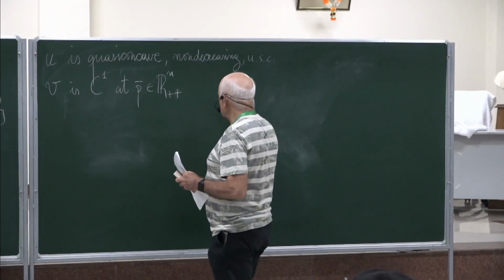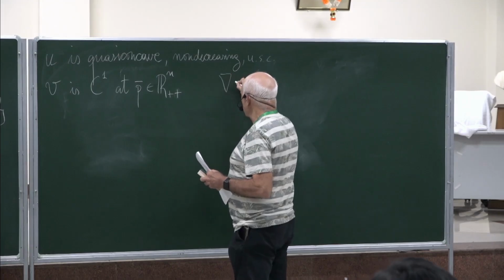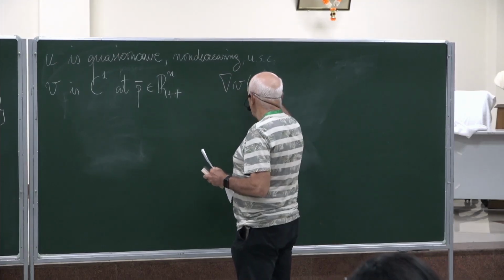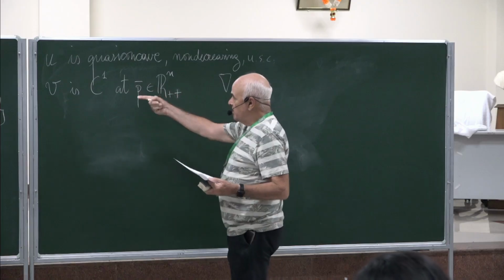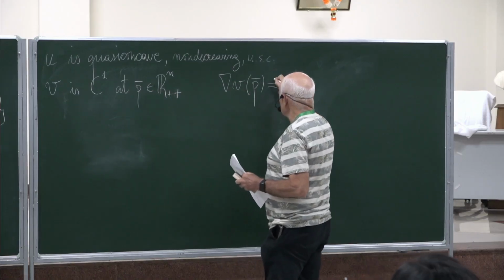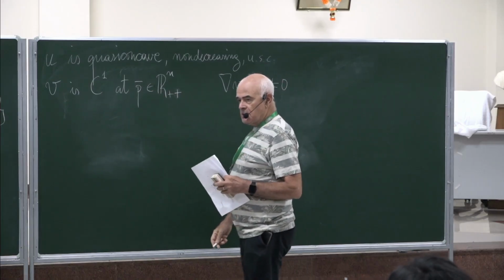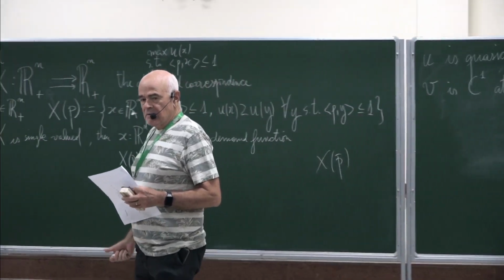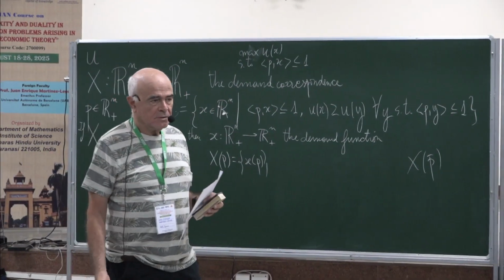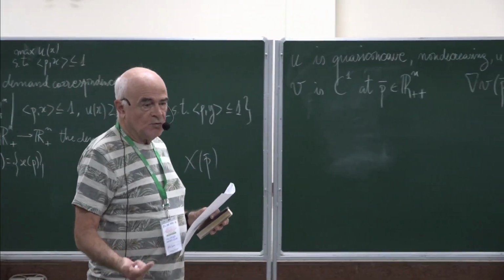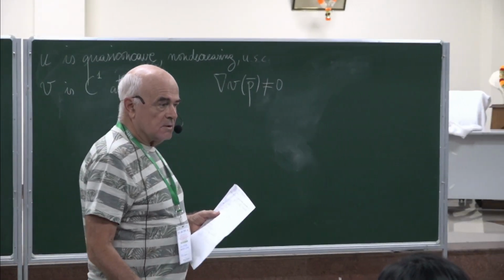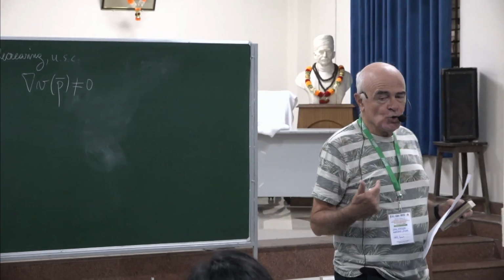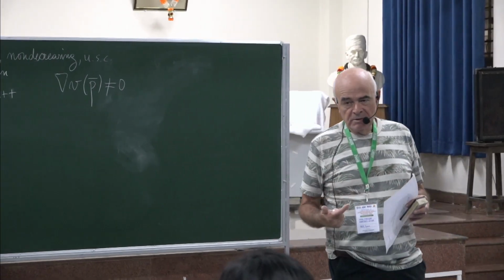And also we assume that the gradient of V at P bar, which is assumed to exist, is non-zero. Why is this unpleasant? Because the primitive of this problem is U, not V. So ideally we should give assumptions on U, not on V.